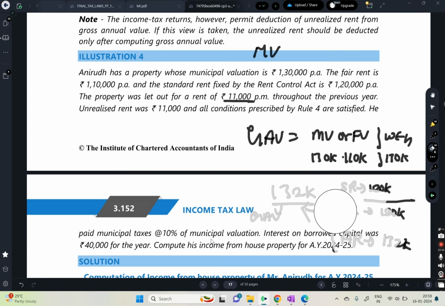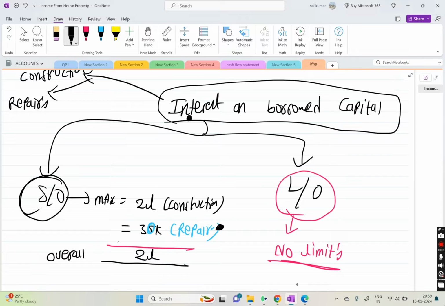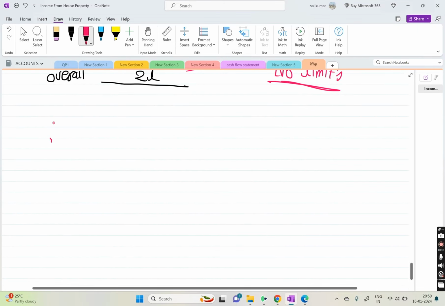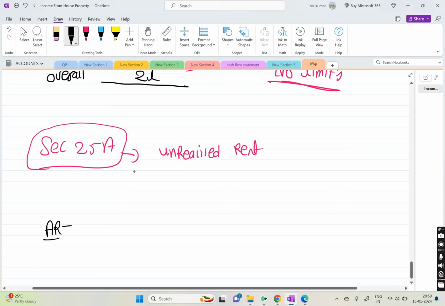Now there is something called section 25A. In section 25A we are going to discuss this unrealized rent. If our tenant did not pay the rent, then what should we do? While calculating the actual rent, can I deduct it or not? Yes, you can deduct it. If you realized only 11 months instead of 12, then actual rent will be calculated only for the 11 months.